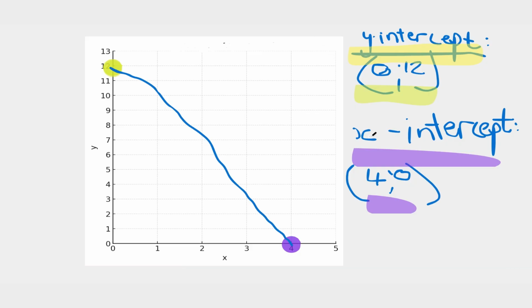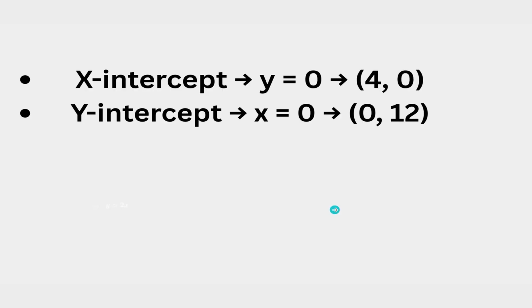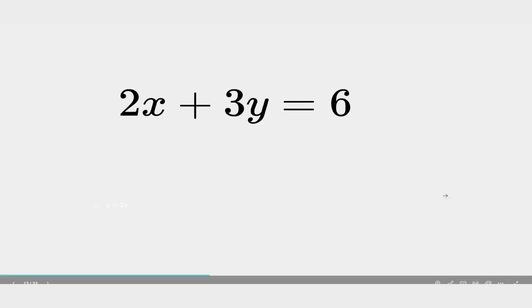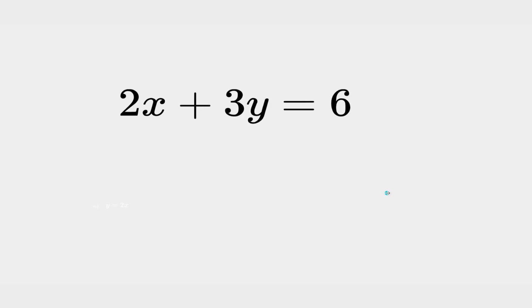We can connect it. So just remember, whichever axis you're finding, the other one should be 0. If you're finding the x-intercept, your y is going to be 0. And if you're finding your y-intercept, your x should be 0. Now it's your turn. Use this method to find the intercepts for 2x plus 3y equals 6, and tell me your answers in the comments.